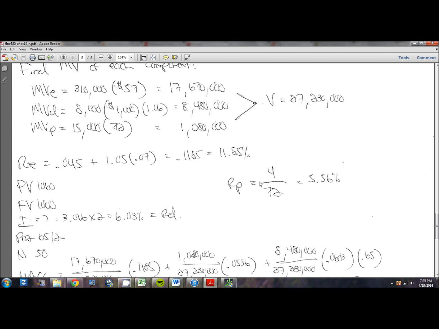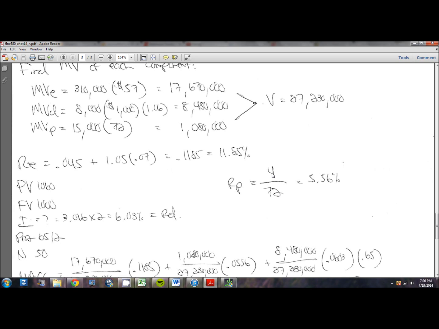And then finally, your cost of preferred. This is something we didn't have time to cover in class, but I'm fairly confident that you as graduate students can handle this on your own. But I will make a quick comment. The cost of preferred is found by simply taking the dividend payment divided by the current price. And the current price is 72.